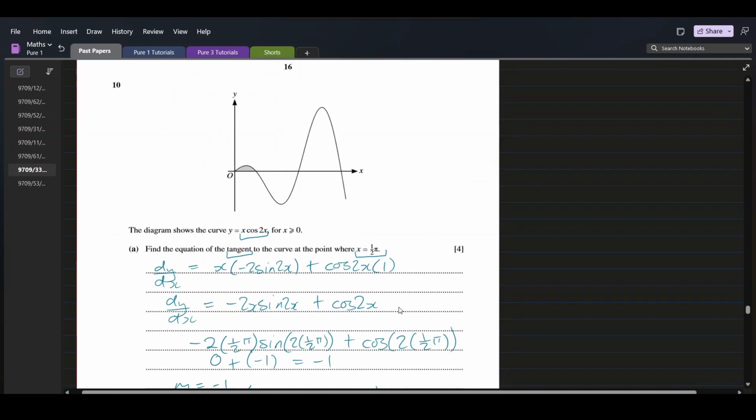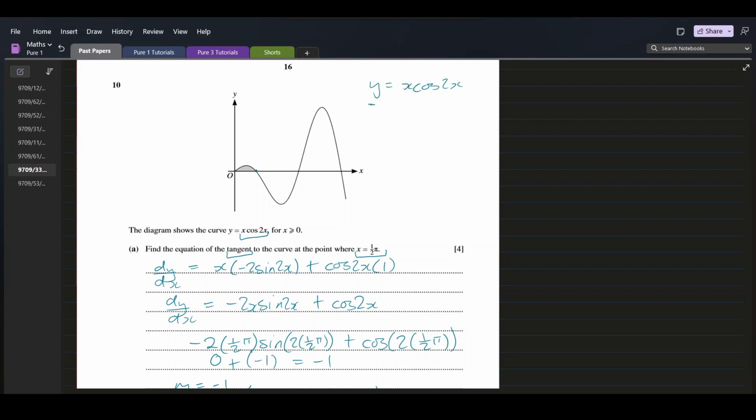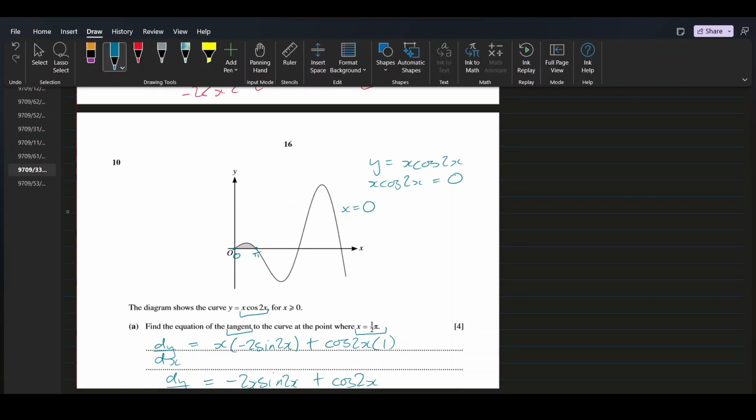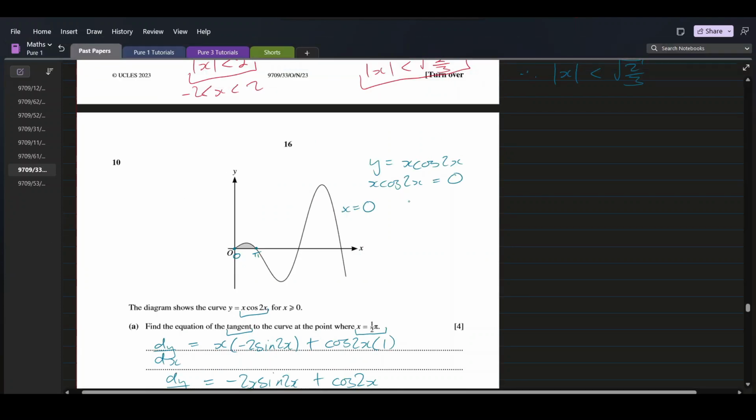Okay. So we need to find the point where the curve intersects the x-axis. So our curve is y is equal to x cos 2x. So let's equate that to 0. So we've got x is equal to 0 and we've got cos 2x is equal to 0. So when x is 0, that's the origin. Okay, there was a mistake on our limits.